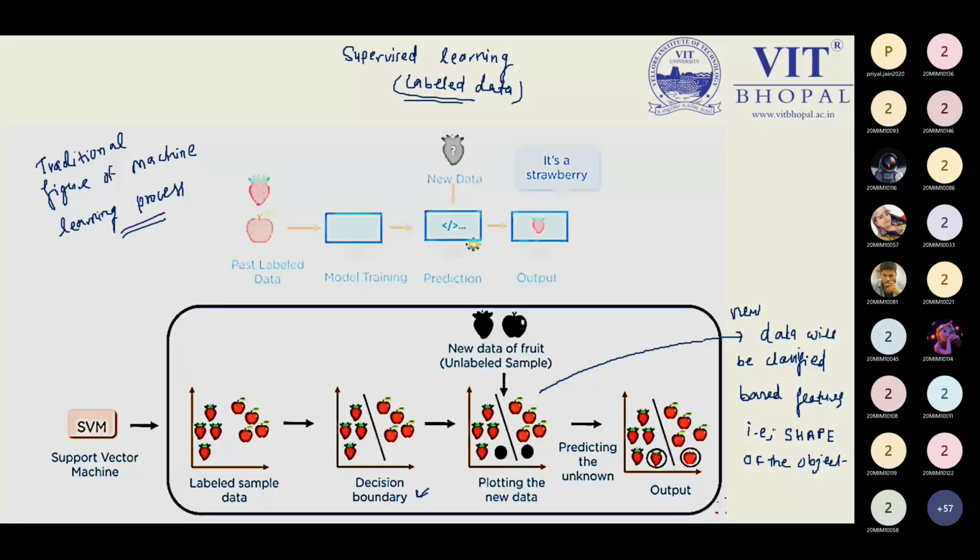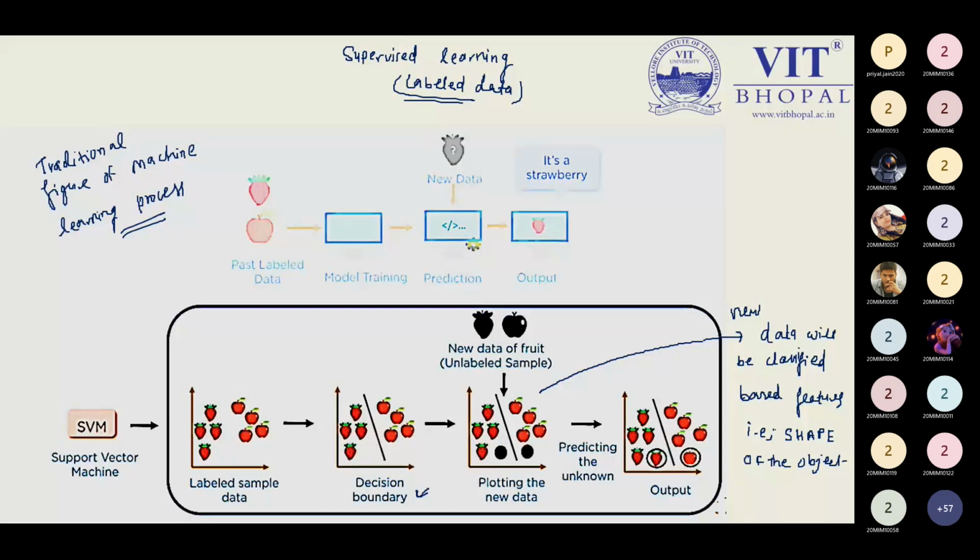New data will be classified based on the features. And what is the feature I'm using right now? Based on the shape of the object. That is the point. Based on the shape of the object, a newly inserted strawberry comes into the strawberry class, while a newly inserted apple will come into the apple class. That is the point you are required to understand. It seems easy, but actually it is not an easy step.